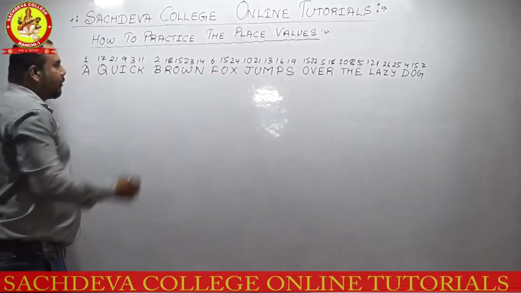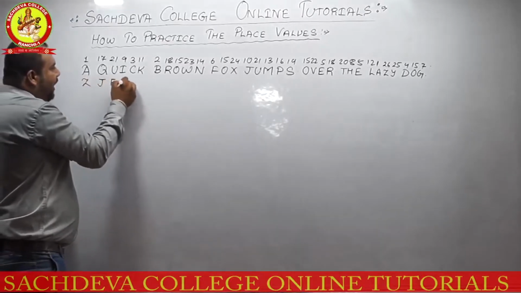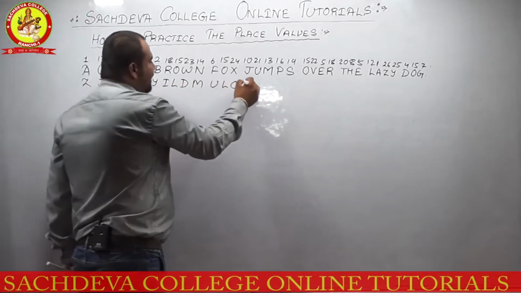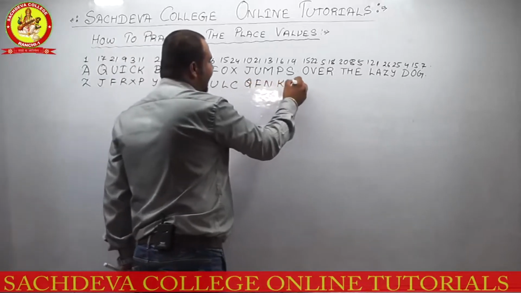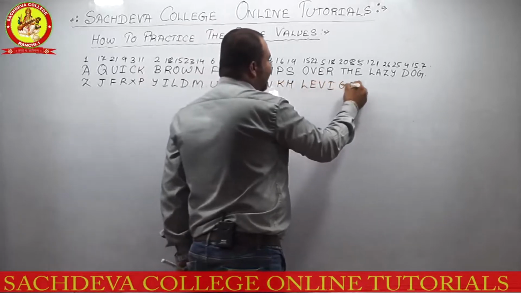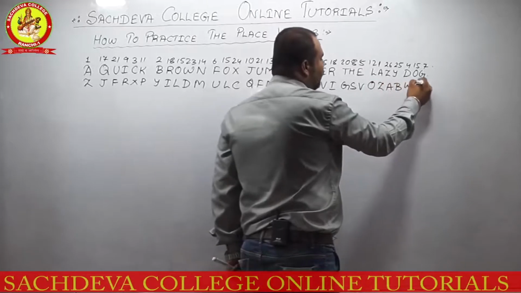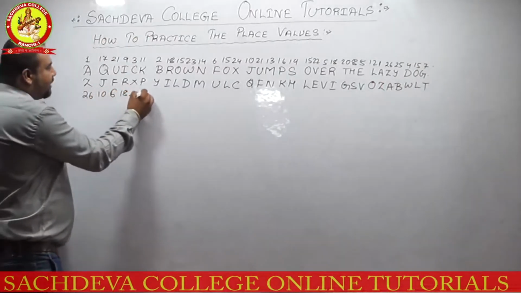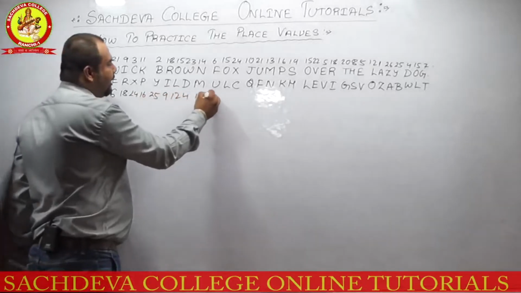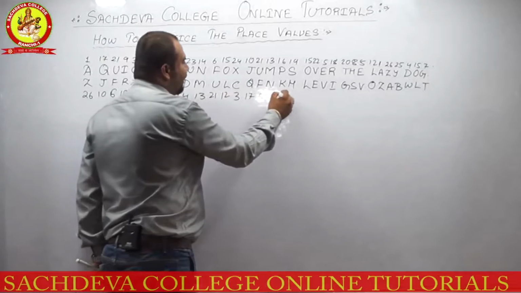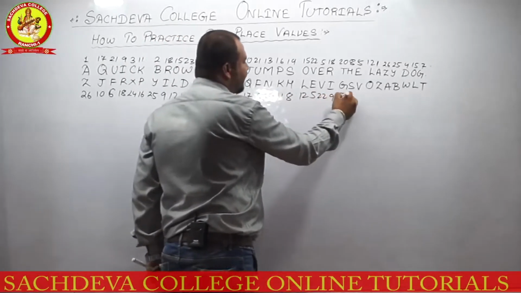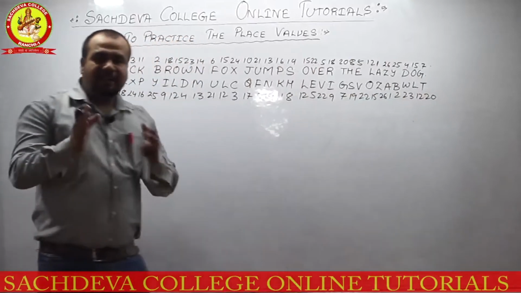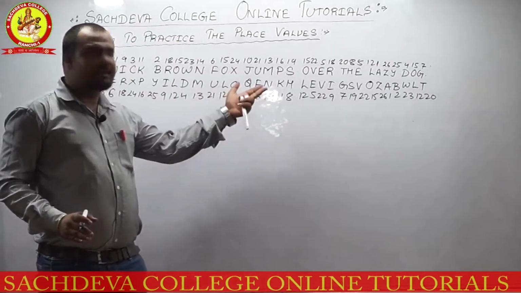Now when we talk about the opposite letter codes, then we have Z, J, F, R, X, P, Y, I, L, D, M, U, L, C, Q, F, N, K, H, L, E, V, I, G, S, V, O, Z, A, B, W, L, T. Then again we have the place values like 26, 10, 6, 18, 24, 16, 25, 9, 12, 4, 13, 21, 12, 3, 17, 6, 14, 11, 8, 12, 5, 22, 9, 7, 19, 22, 15, 26, 1, 2, 23, 12, 20.